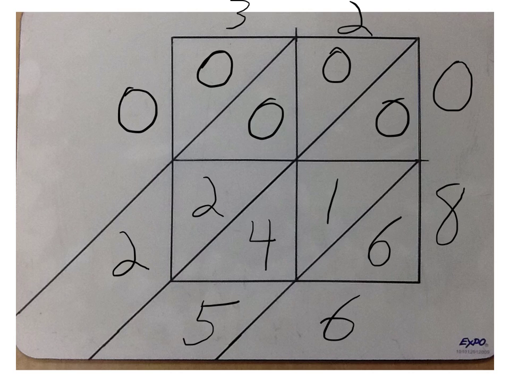So now I know that 32 times 8 is 256. And I can write that right here, 256. There is my answer, 256.